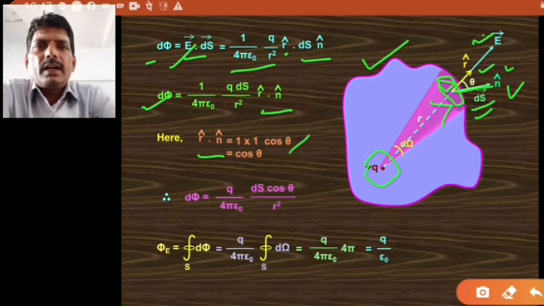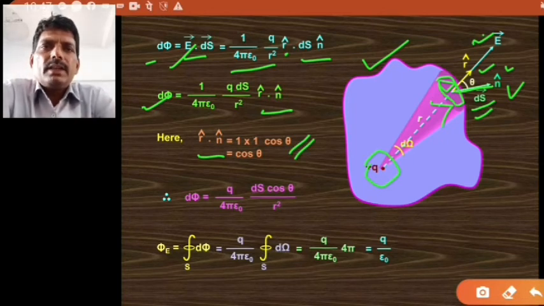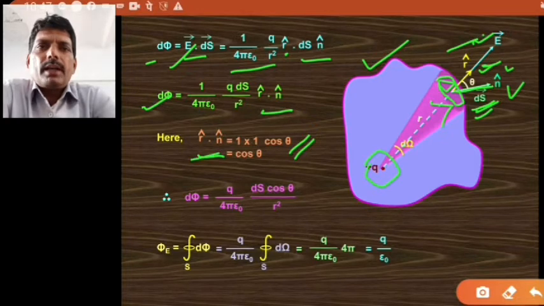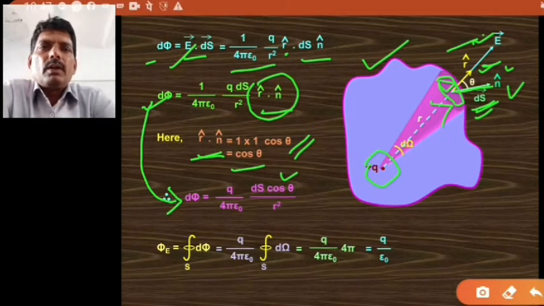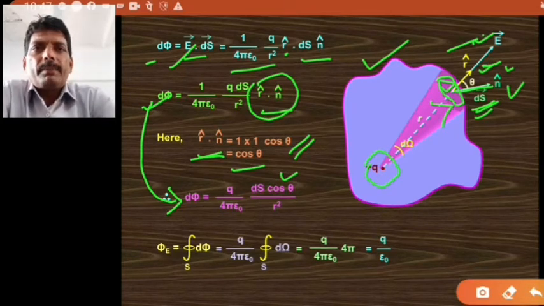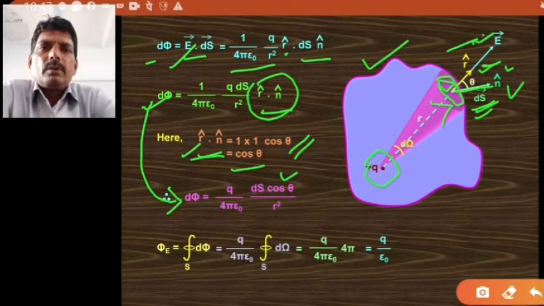So cos theta in that case was 1, but in this case theta is not 0. Theta is a different angle, between the electric field and area vector. So simply we get here r cap dot n cap is equal to cos theta. So putting the value of r cap dot n cap as cos theta, we modify this equation as d phi is equal to 1 upon 4 pi epsilon naught q ds upon r square into cos theta.